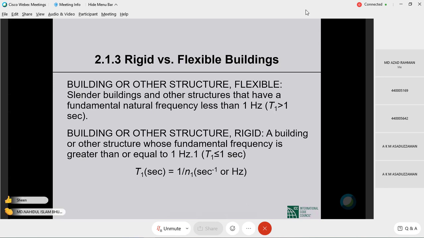A flexible building is a building that has a fundamental natural frequency less than 1 hertz. Scientists use frequency, engineers use period. Frequency is something I do not relate to, so I always have to translate to period. The frequency is the reciprocal of the period, 1 over T. So when they say frequency less than 1 hertz, it means period more than 1 second. And we are talking about the elastic fundamental period, the first mode period.